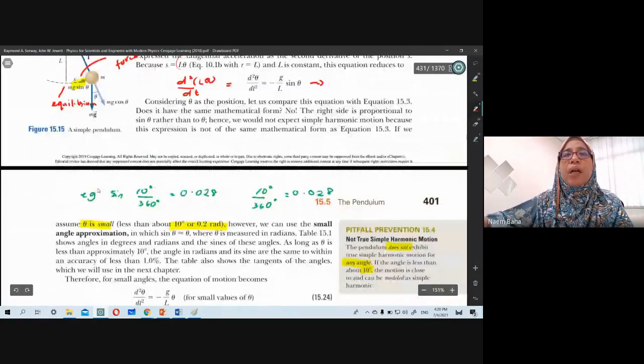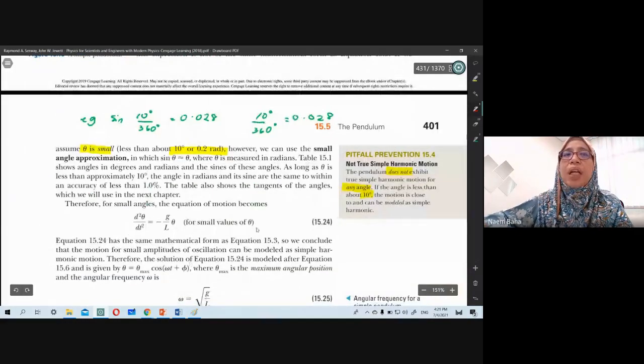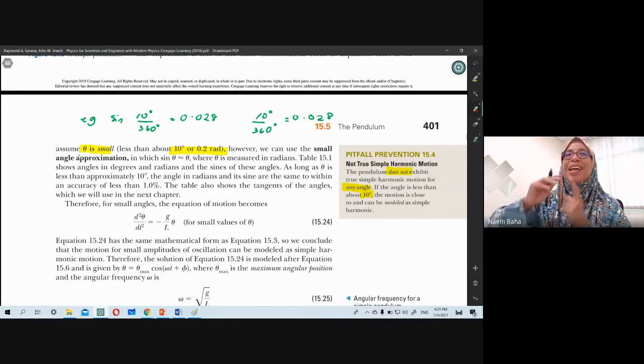Number one, from this calculation, when you simplify, you will end with a product of G over L. Sine theta becomes theta. This is what you will find. Now, why is it as if something happened to the sine? No. What really happened is that when a pendulum exhibits simple harmonic motion, there is one condition.